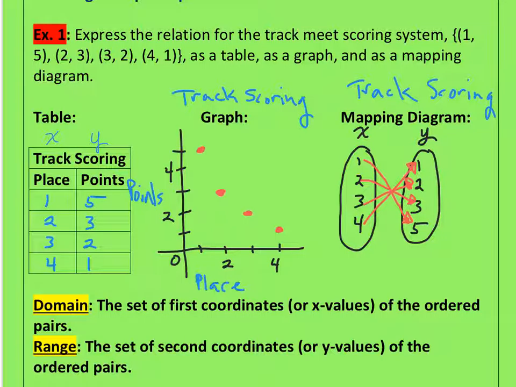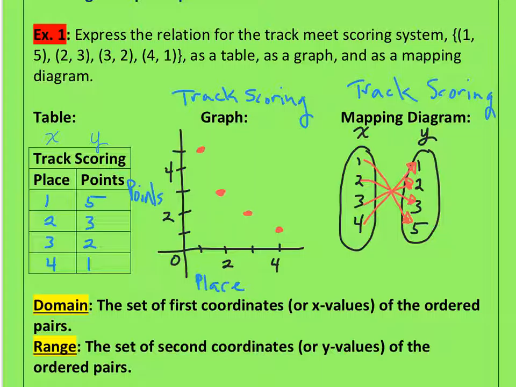So a function is essentially... the easiest way to look at a relation and determine if it's a function would be to look at the x values. If the x values repeat, it is not a function. The y values can repeat. That's okay. But if the x values repeat, it's not considered a function. Now, on a graph, you can see the x values if they repeat quite easily.